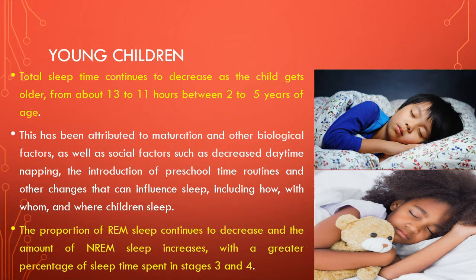The proportion of REM sleep continues to decrease, and the amount of NREM sleep increases, with a greater percentage of sleep time spent in stages 3 and 4. So when you're an infant, you spend 50-50. So 50% in NREM, 50% in REM. When you become a young child, you start spending more time in NREM, and then less time in REM.